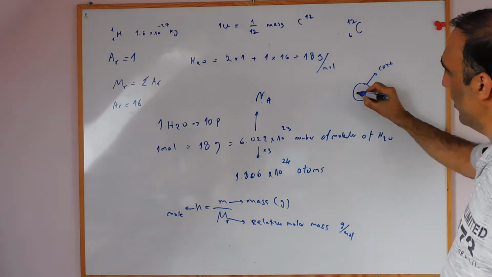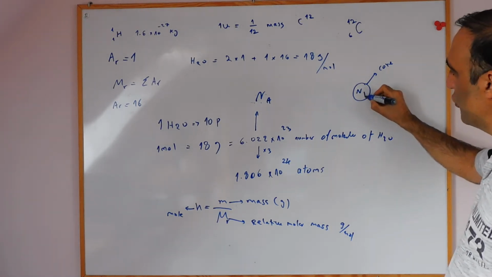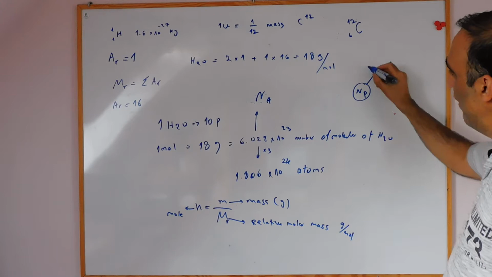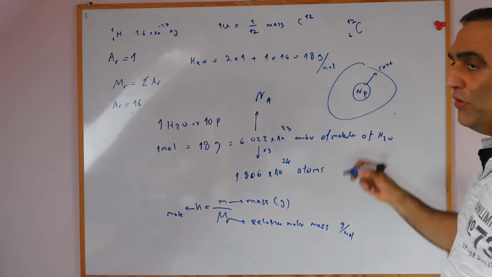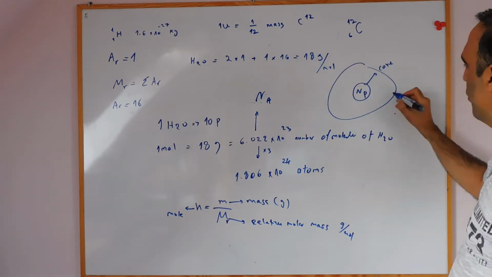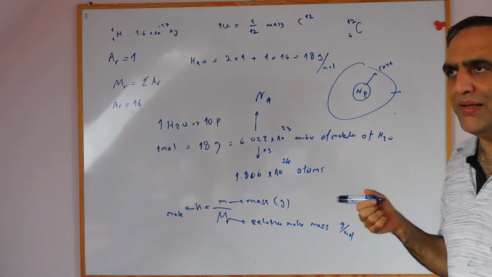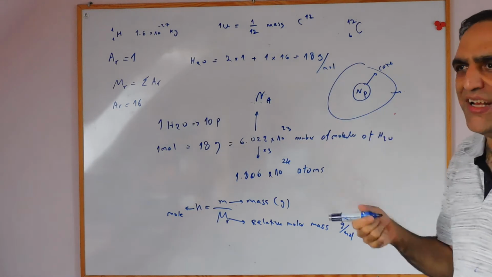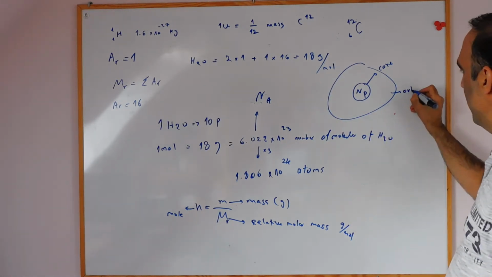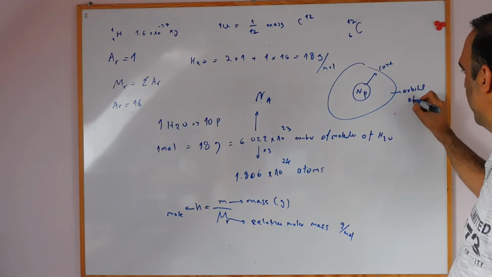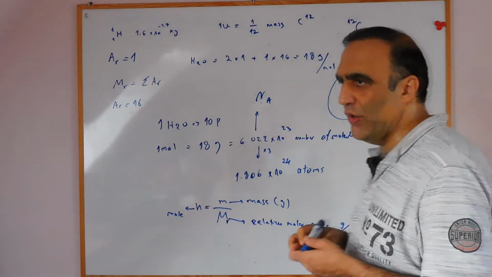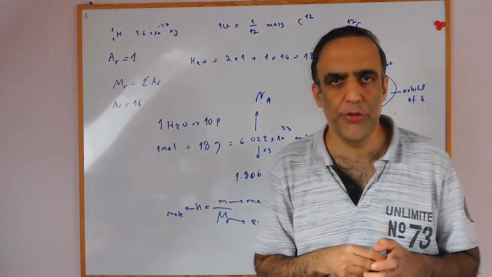Okay, inside the core we have a neutron and a proton, and we have an orbital surrounding the atom. This orbital we can find. As you know, the orbital is the place where we can find the electron. It is the orbital of the electron, because we don't know the exact place of the electron.